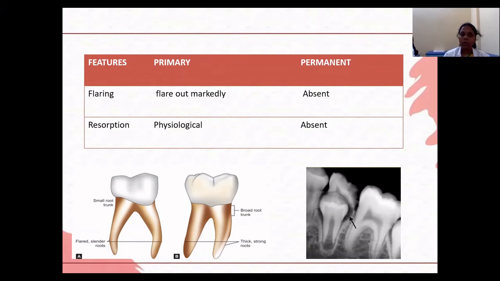Next, moving on to the resorption difference between the primary and permanent teeth. Here, the primary teeth will undergo physiological root resorption, but for permanent teeth it will be absent.